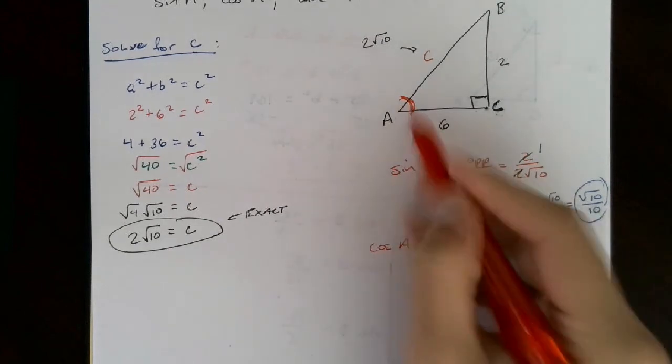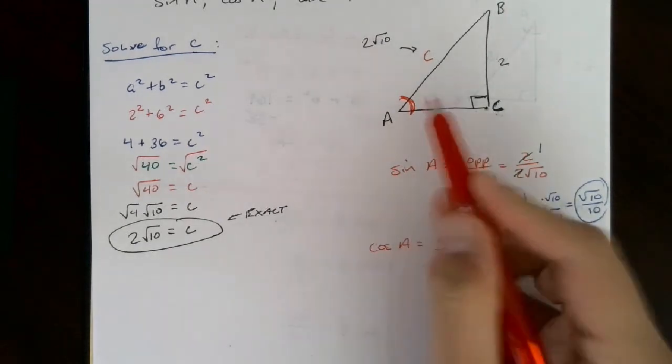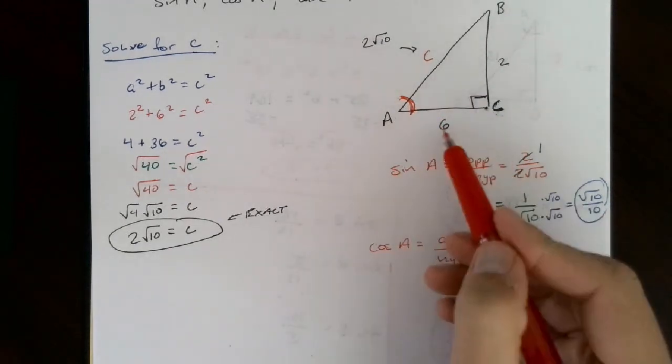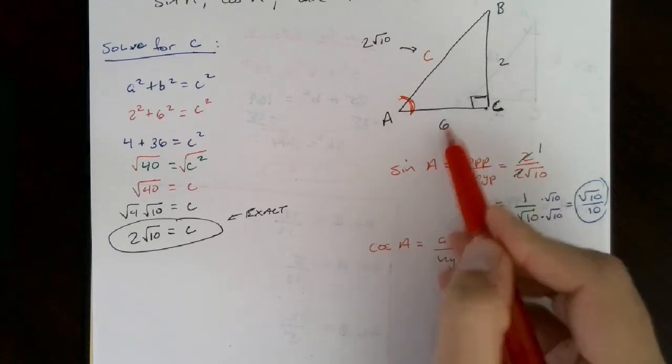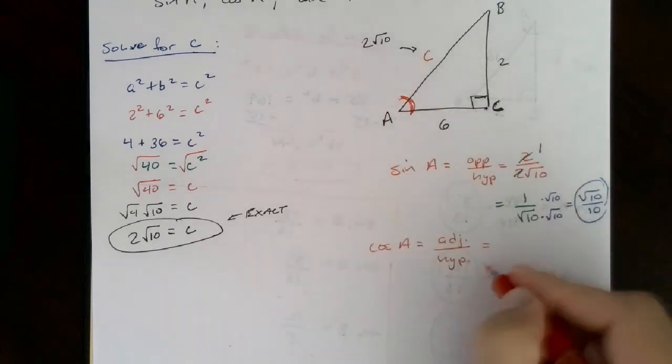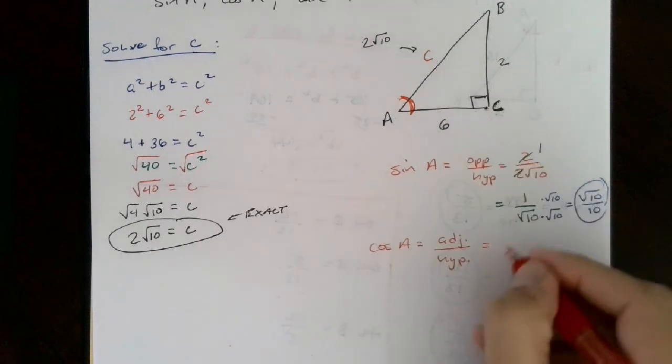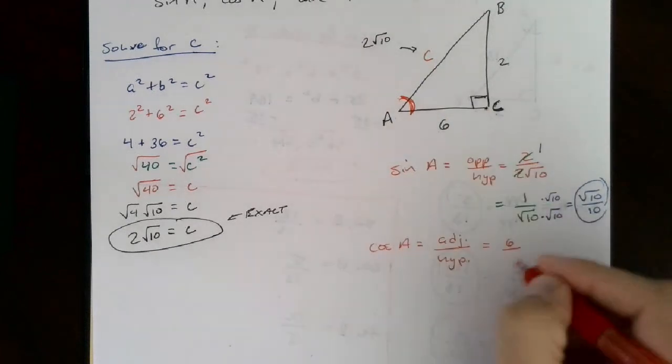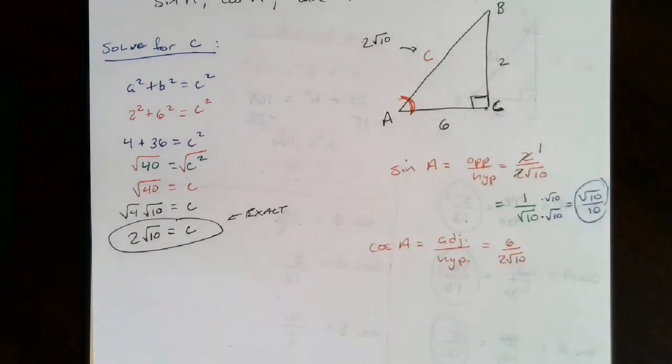Remember, this is angle A. You have to do it based on the angle we're looking for. What's adjacent? Well, what's next to it? Well, that's 6. Remember, adjacent is next to it, but not the hypotenuse ever. The hypotenuse is its own special side. So the adjacent is 6 over the hypotenuse, which is 2 square root of 10.